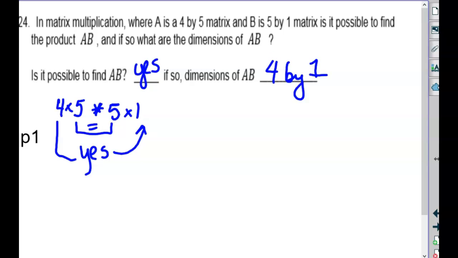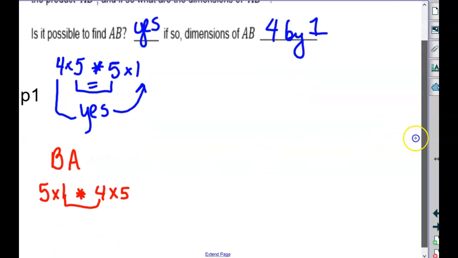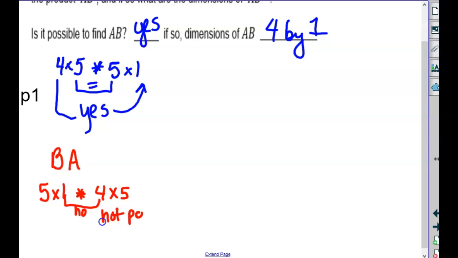Okay. What if it said, is it possible to find B times A? So then we'd have a 5 by 1 being multiplied by a 4 by 5. And these are not equal, so you would say not possible. Any questions?